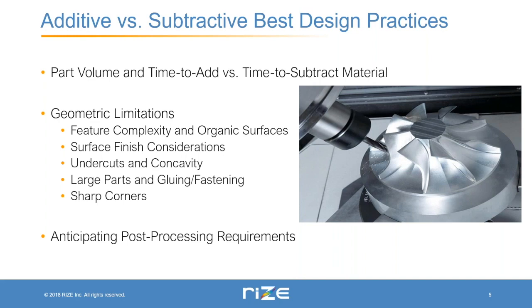Another consideration is organic surfaces, which can be produced very easily with additive manufacturing, just as easily, in fact, as flat surfaces, whereas with subtractive manufacturing, organic surfaces can take a long time and a lot of work to make them come out well. So related to that is surface finish considerations. Oftentimes with subtractive manufacturing, you can get a very smooth surface finish without a whole lot of work. However, if you're trying to produce more complex geometry, it can be much more difficult to get a good surface finish, such as on those organic surfaces that I mentioned.